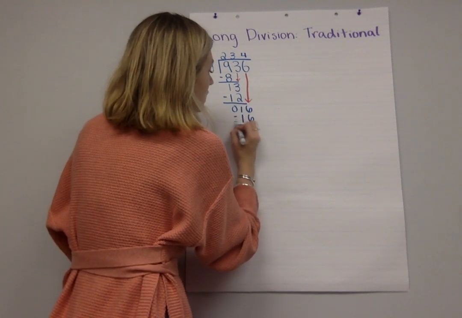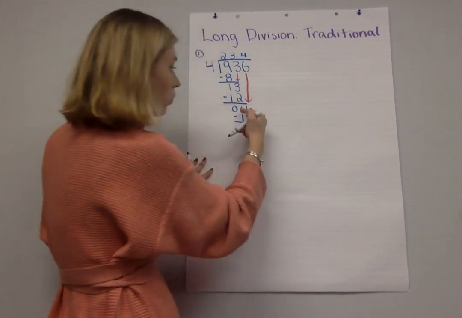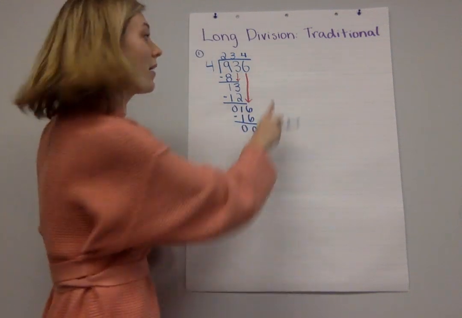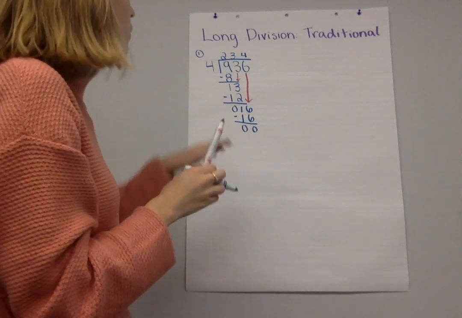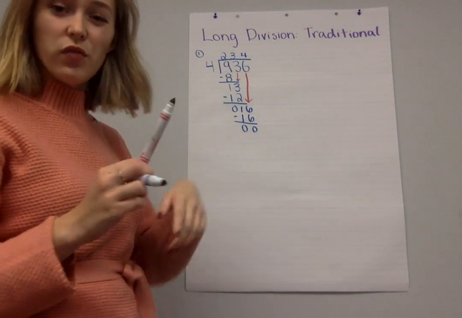So I subtract. 6 minus 6, 0. 1 minus 1, 0. We're done. We have nothing else to bring down. We have no remainders. So we know that 4 goes into 936 234 times.